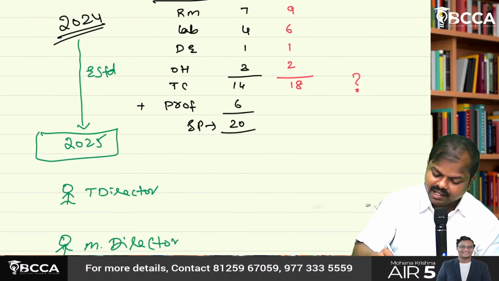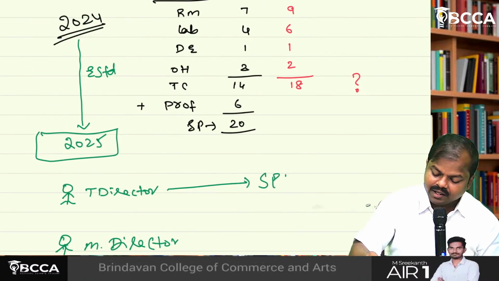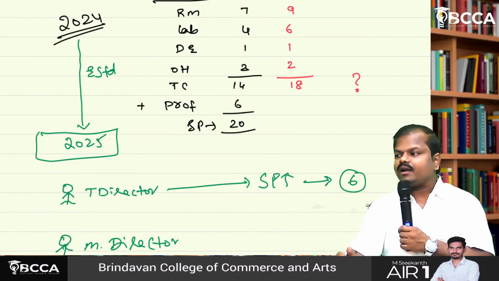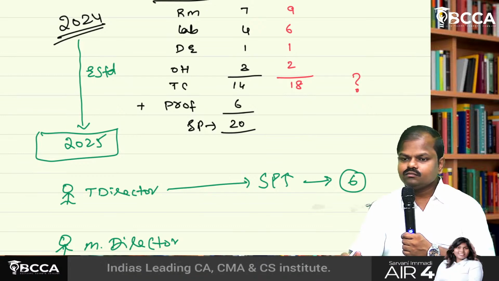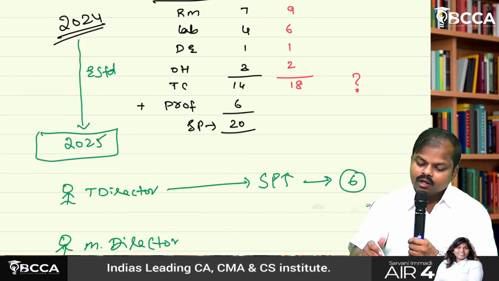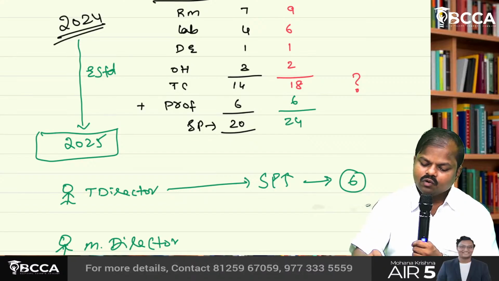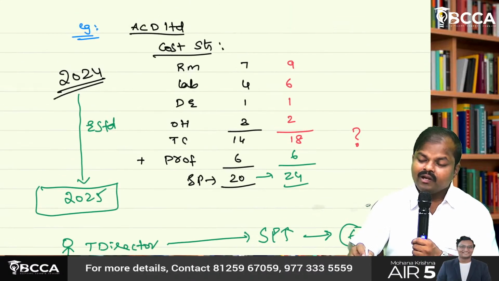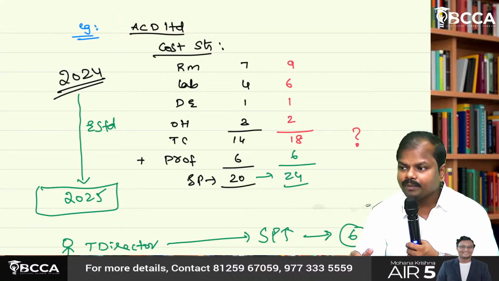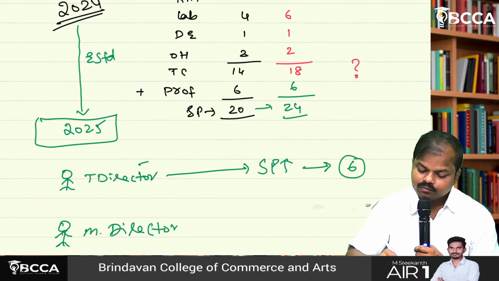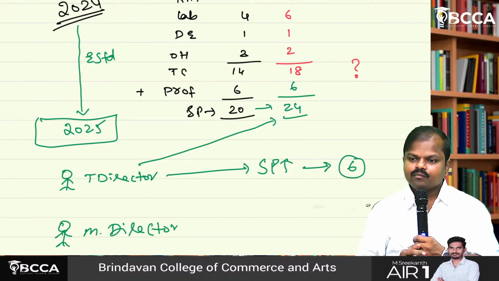The technical director is telling that the selling price should increase to get 6 rupees profit as usual. It means 18 plus 6, 24. Instead of 20, we will plan for a 24 rupees selling price in 2025. Whose view? Technical director's view.